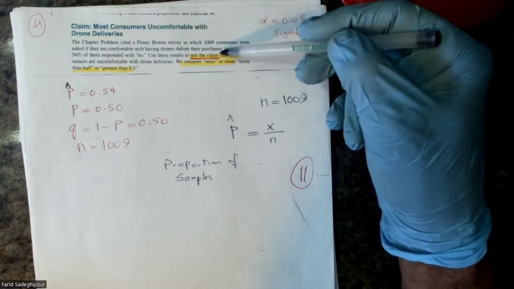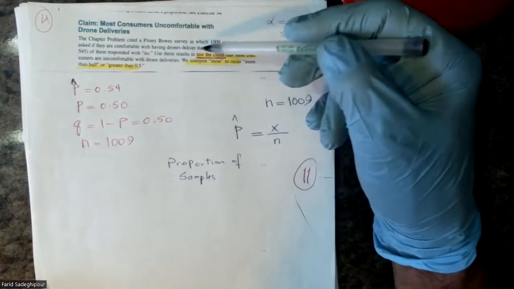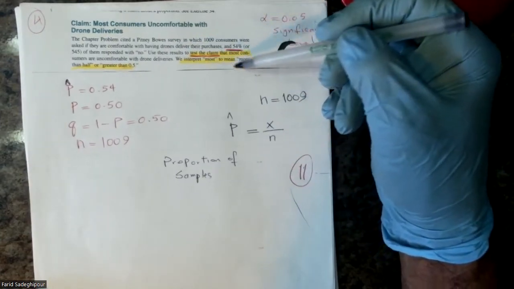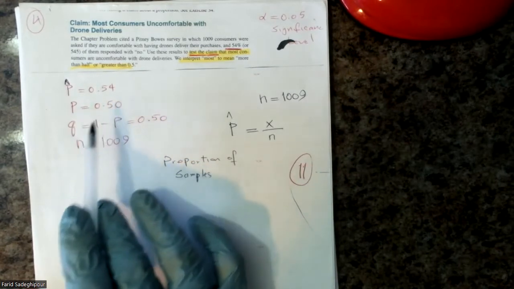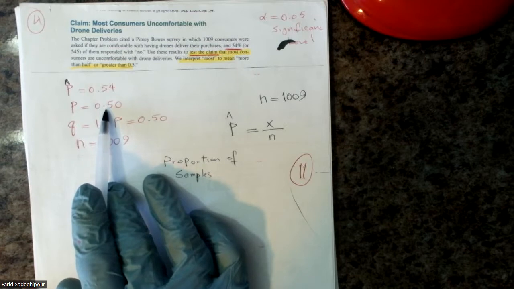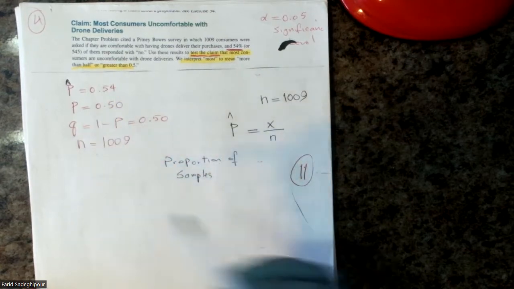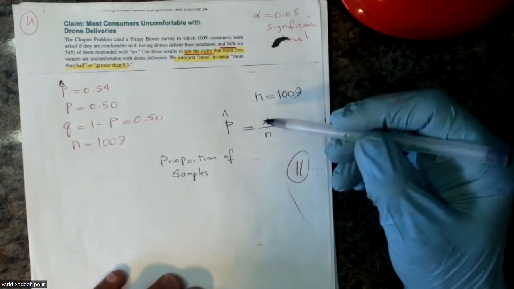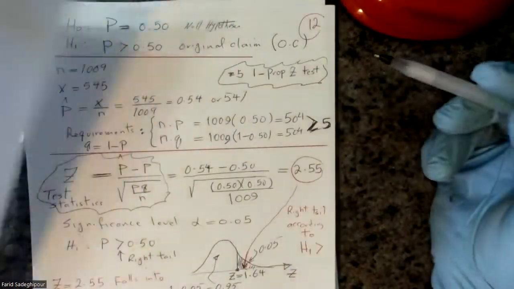Test a claim that most consumers are uncomfortable with these deliveries. So in these problems, P is given, and Q is always 1 minus P. So when we give you the value of P, all you need to do is subtract it from 1 to find Q. Everything else is given. The formula for P hat is x over n, the proportion of the sample.